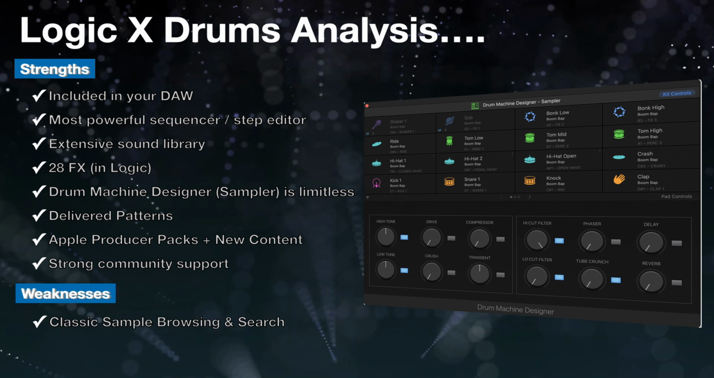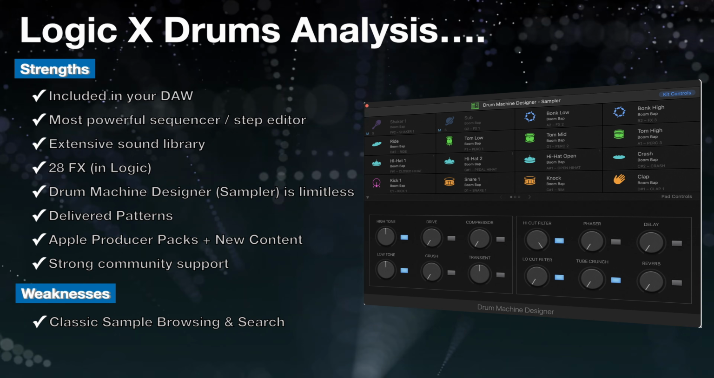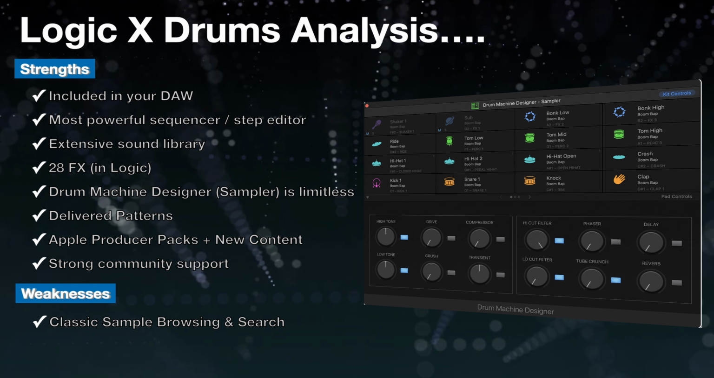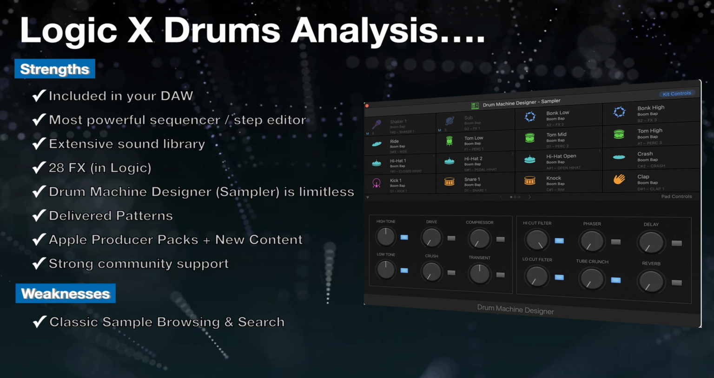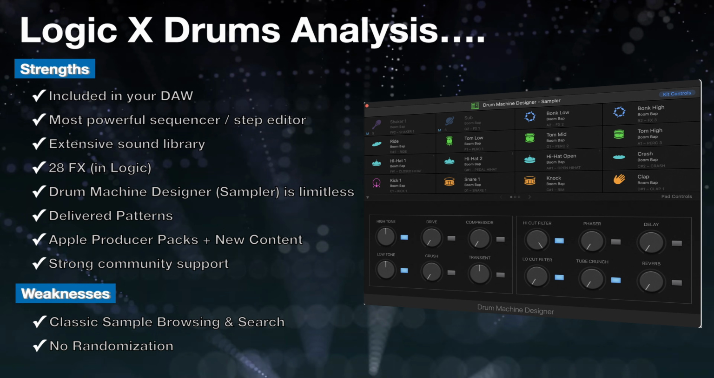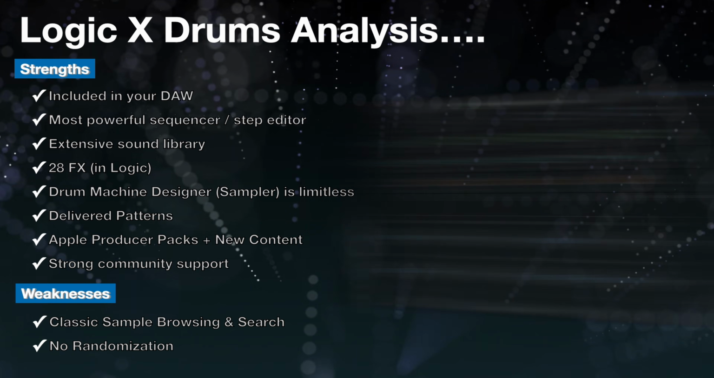In terms of weaknesses, it has a classic sample browser search capability where you click on tags to filter what you get to see. It doesn't offer anything like that cloud-based metaphor that's used in EXO or Atlas. There is no randomization feature. You can swap sounds in and out. You can create your own kits, but randomization hasn't been built into these products.